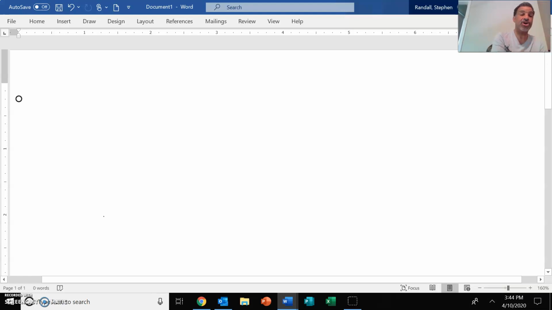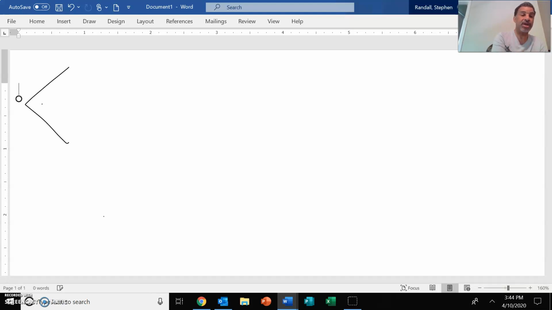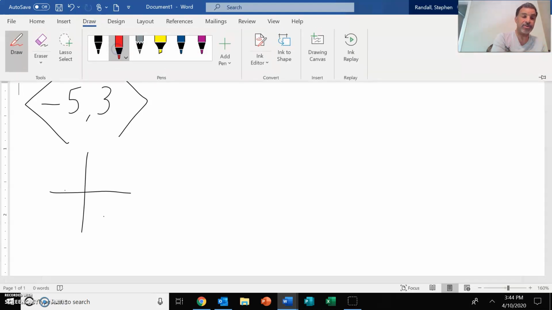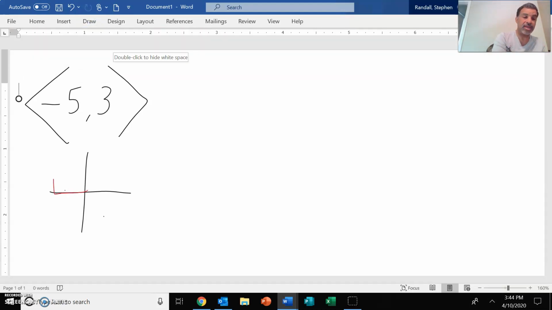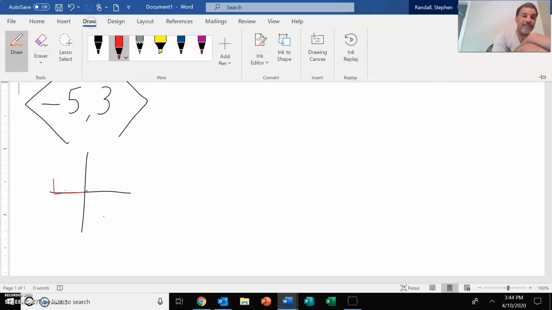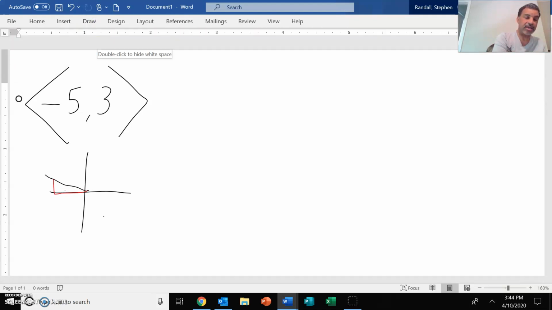The example starts out with the vector -5, 3. That means that vector would go backwards 5 and up 3. So the movement would be this way and that way, so that our vector would look like that. It would go backwards 5 and go up 3.